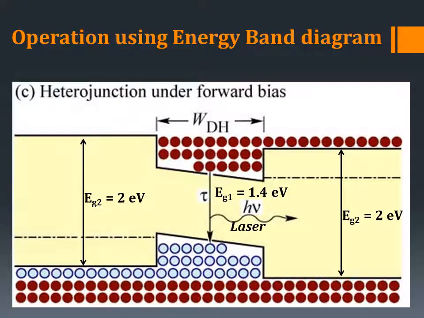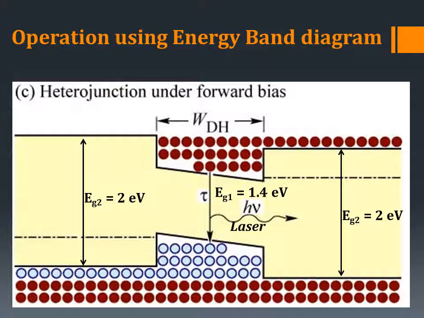Let us look at the operation of the heterojunction semiconductor laser using its energy band diagram. The diode is forward biased with the help of upper and lower electrodes. Due to forward biasing, charge carriers are produced in the wide band gap layers, which are the second layer and the fourth layer. These charge carriers are injected into the active region, which is layer 3.